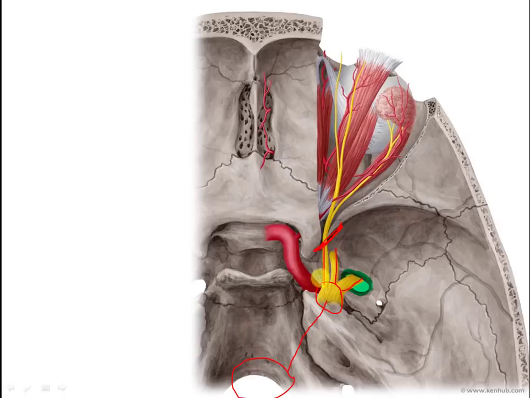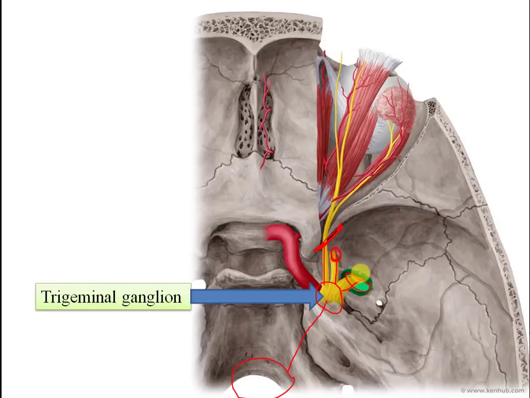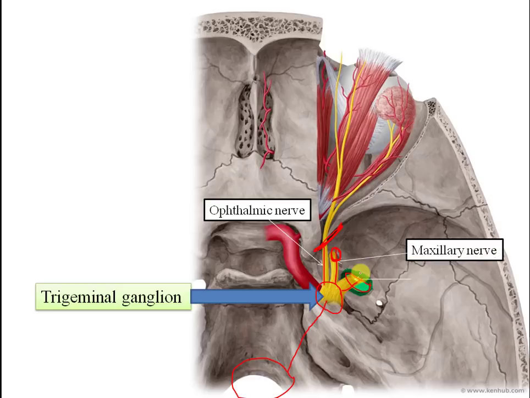The first branch, the ophthalmic nerve, passes through the superior orbital fissure. It enters the orbit in order to reach the skin of the upper part of the face. The second branch is the maxillary nerve. It passes here through foramen rotundum. And the third branch, the mandibular nerve, passes through the foramen ovale. So this is the trigeminal ganglion. And these are the three branches of the trigeminal nerve: ophthalmic nerve, maxillary nerve, and mandibular nerve.